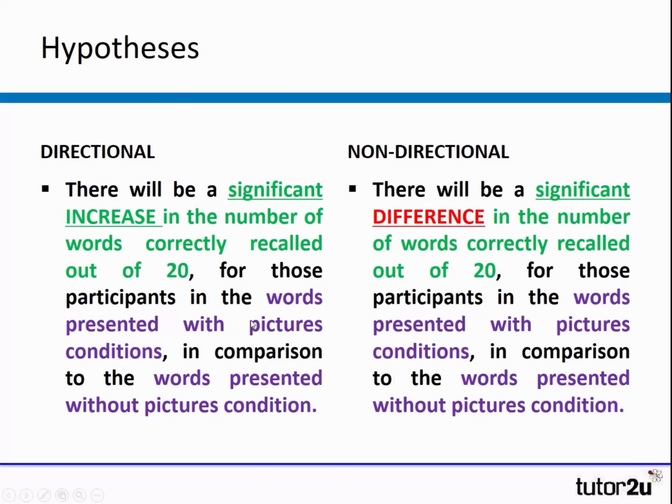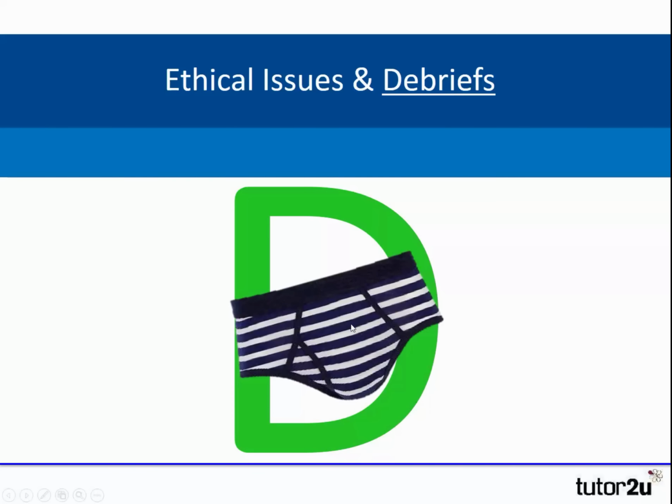So just to recap, I've put both of them on the screen there. You can see they're exactly the same worded answer. The only difference is the word difference, funnily enough. So we've got increase if it's directional, or that could be decrease. We just need to be pointing in a direction. And we've got difference if it's non-directional, because we don't know what way our results are going to go. Okay, there we have it.